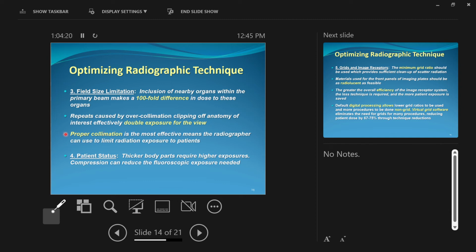We call this setting the radiation field size. You guys played with those little knobbies, right? That box, that's called a collimator box, and we refer to it as collimation. Okay, collimating is an effective way of reducing patient exposure.